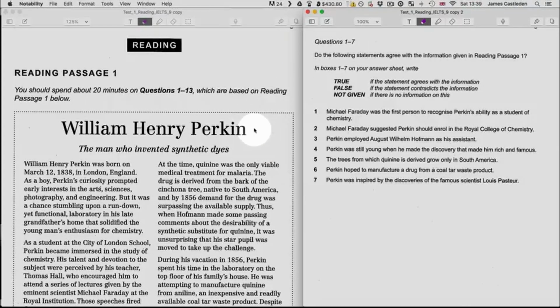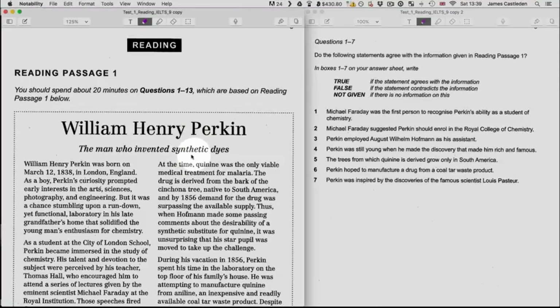2:39. Okay, so the first thing is to look at the heading. Obviously, this is Mr. Perkin, a man who invented synthetic dyes, so fake, not natural dyes. And the good thing to do is always to look at the first paragraph. So let's have a look.